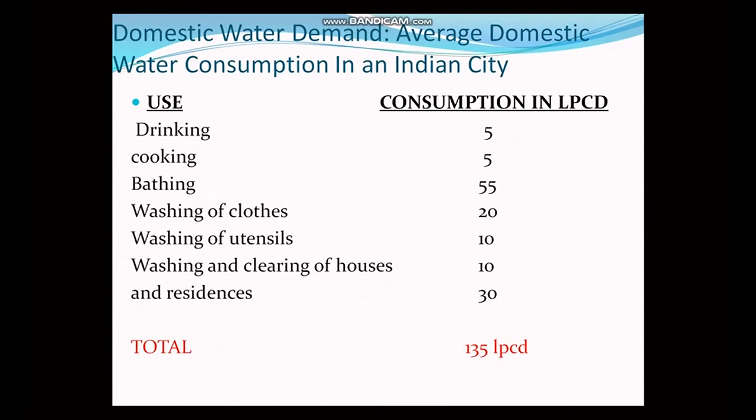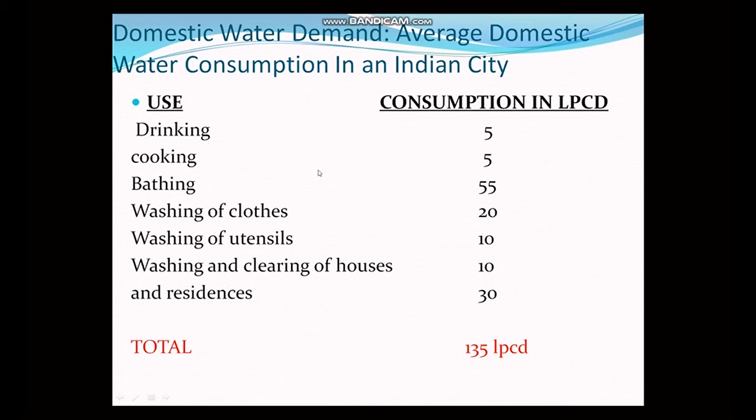As already mentioned, an average daily consumption under normal conditions in an Indian city is expected to be around 135 liters per day per person. Here is the detailed usage list of 135 liters per day per person. For drinking purposes, around 5 LPCD of water is required. LPCD means liter per capita demand.